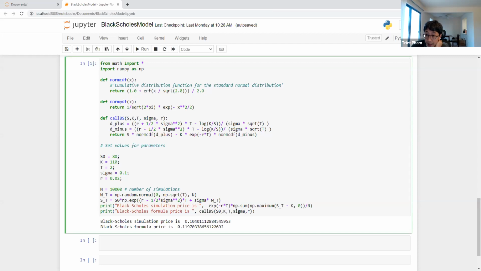This price is exact. It will never change as long as I keep the parameters the same. On the other hand, what I could do is simulate, like you see here, 10,000 normal random variables, which stand for my WT. Then I simulate 10,000 values of ST, and then I take the payoff divided by N, discount, and I get an approximation price.